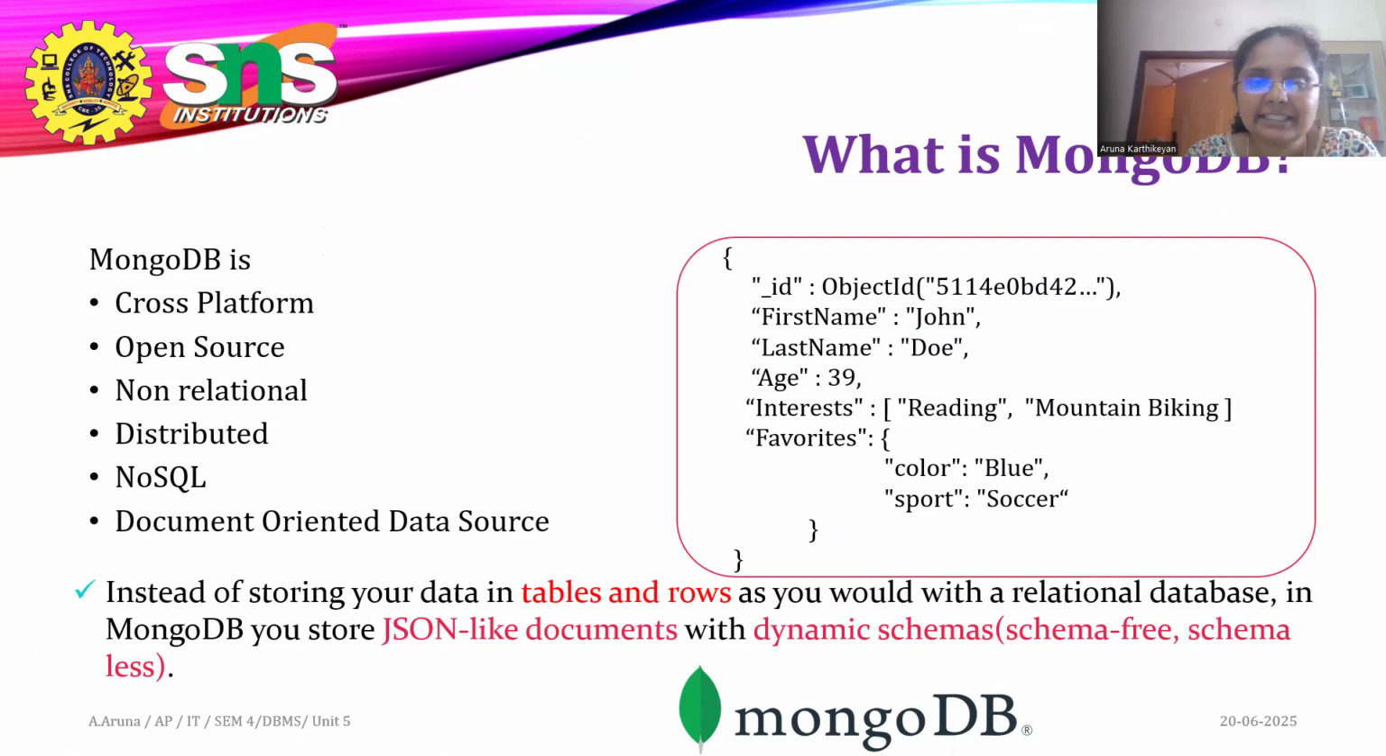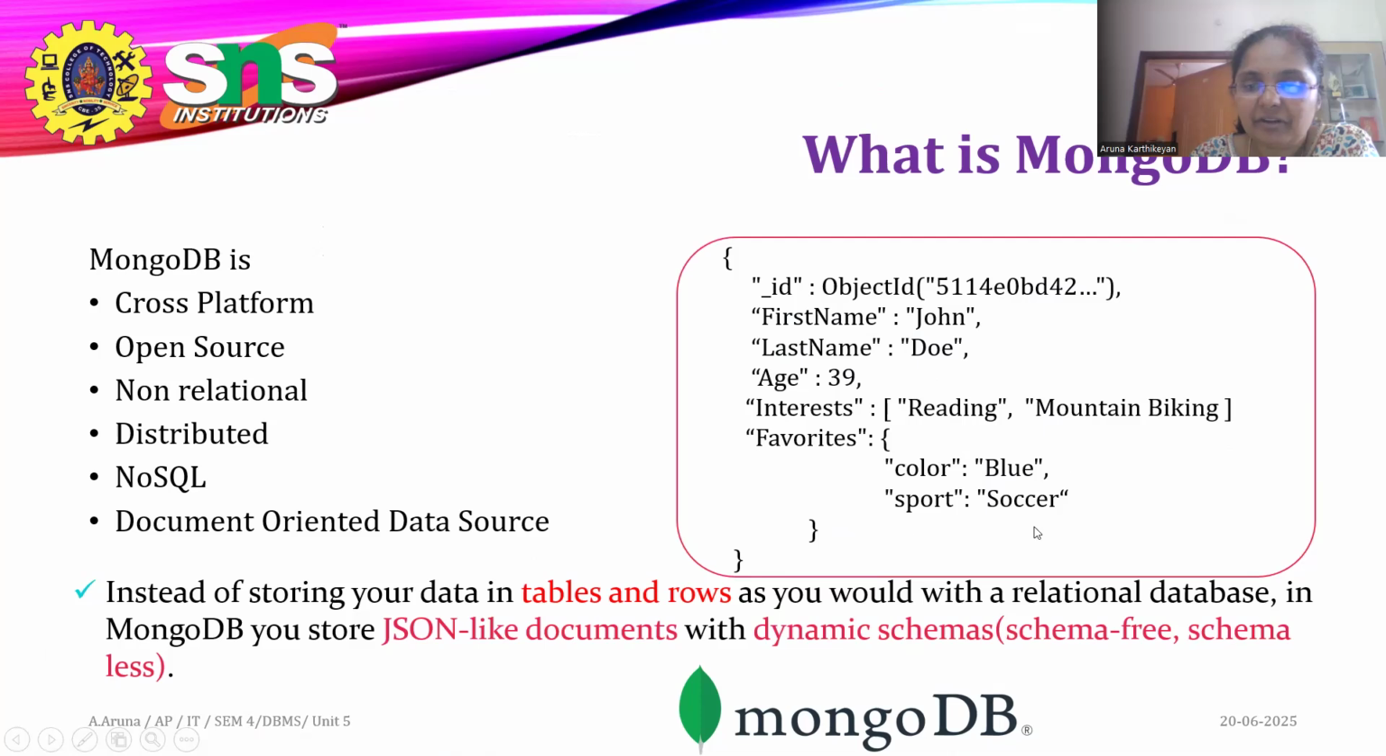See here, this is an example of how the data is stored in MongoDB. So this is a specific ID. Each and every document has a document ID, which is called an object ID. So this is my first name, last name, age, and also it has an array of data. An array means we can store similar data types. So here also interest is my data field, in which I can store any number of interests together.